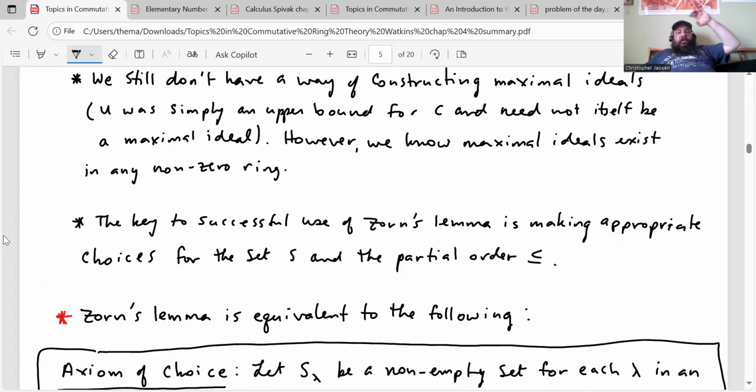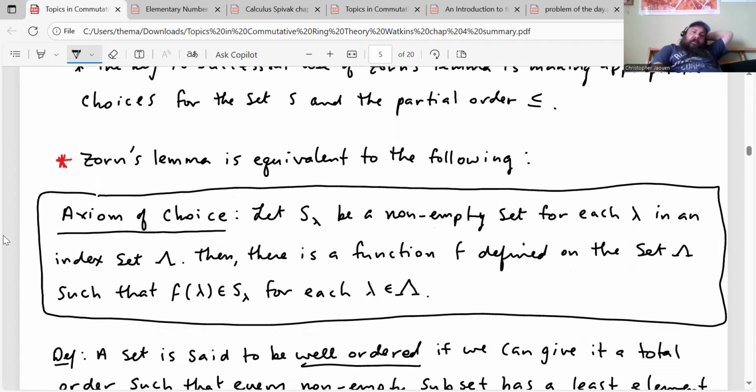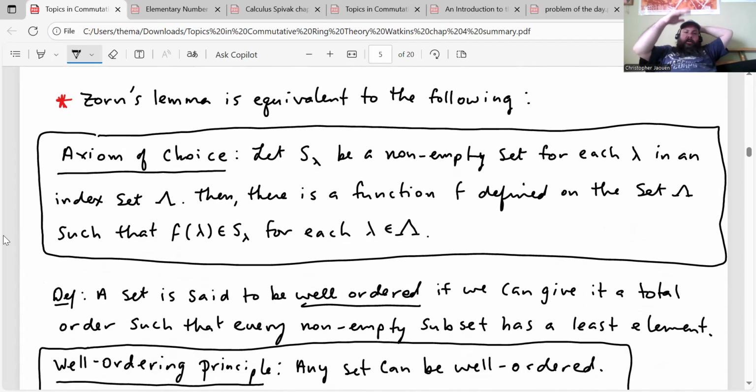Okay, and now we get back to the discussion that I referred to when we didn't prove Zorn's lemma. Zorn's lemma is actually equivalent to the following two theorems, or axioms, I guess you could call them. Zorn's lemma is equivalent to the axiom of choice, which says this: let S lambda be a non-empty set for each lambda in an index set capital lambda. Then there's a function f defined on the set capital lambda, such that f of lambda is an element of S lambda for each lambda in capital lambda. So in other words, for any collection of sets, there's a choice function.